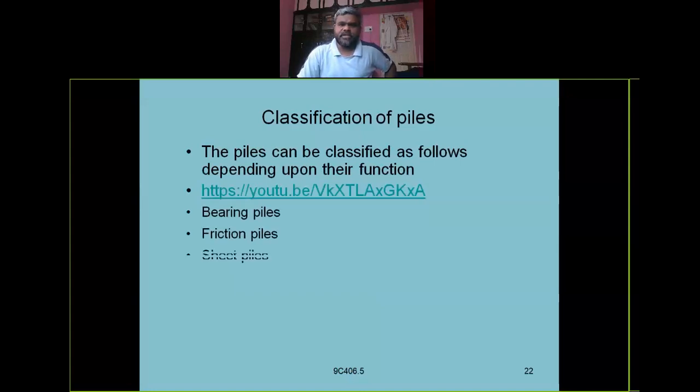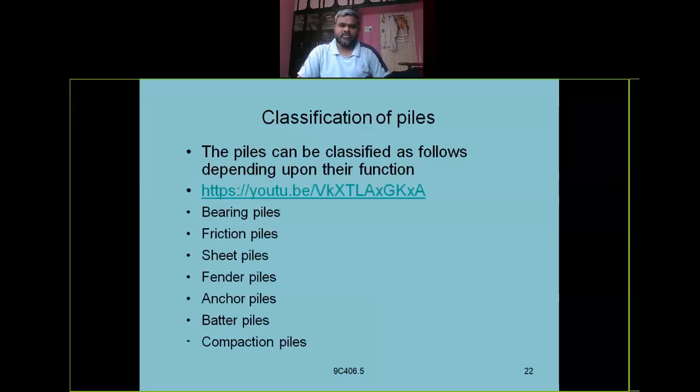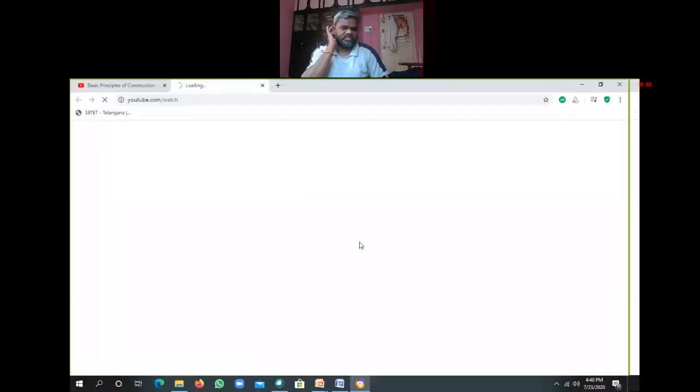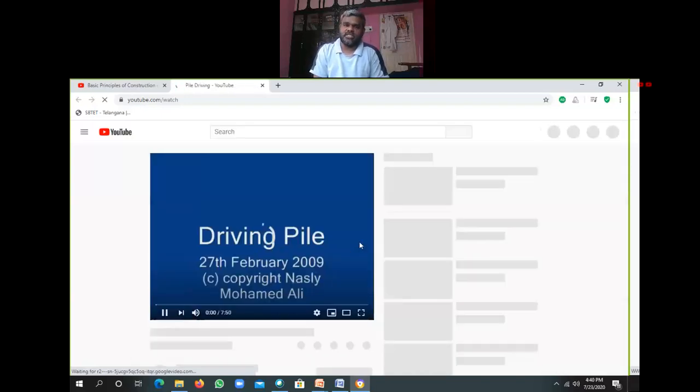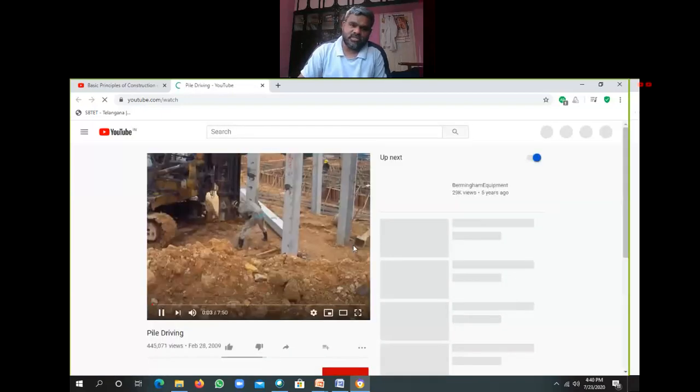Piles can be classified as follows depending on their functions: bearing piles, friction piles, sheet piles, fender piles, anchor piles, batter piles, and compaction piles. Bearing piles means the pile is standing on its end at depth. It is standing on the hard strata, so that is called a bearing pile.